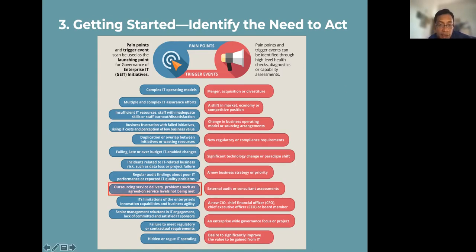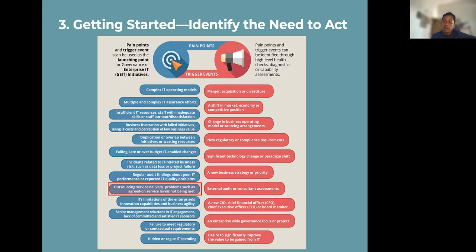Yeah, so actually we have, for example, complex IT operating models. Let's scan it one by one. And then you have multiple and complex IT assurance efforts. IT assurance means a guarantee of whether your IT is performing or not. And then sometimes the problem is insufficient resources, a lack of staff with adequate skills, or sometimes they burn out. Burnout means they are too fatigued, because they are doing too much.